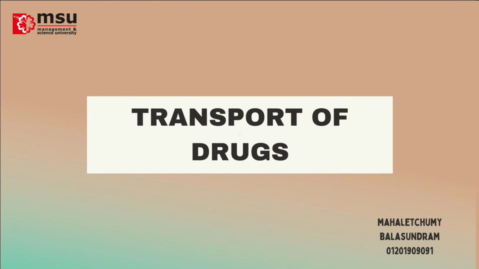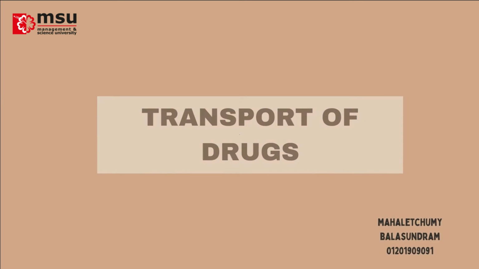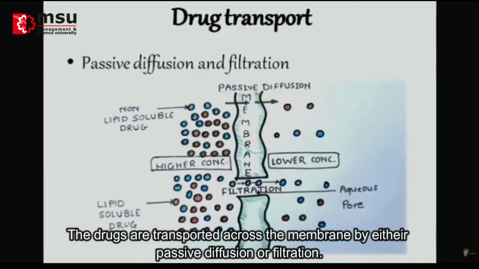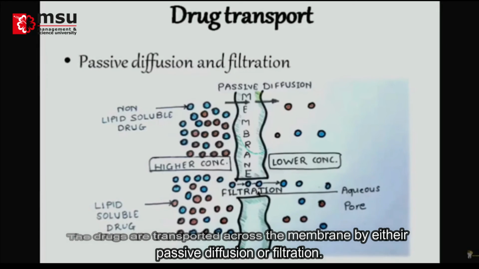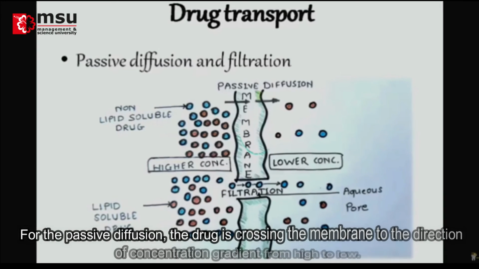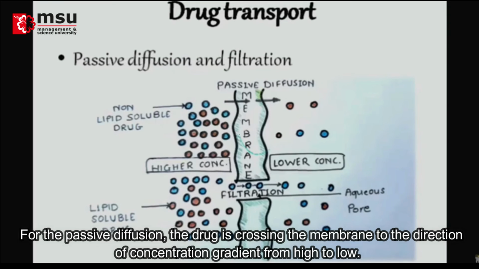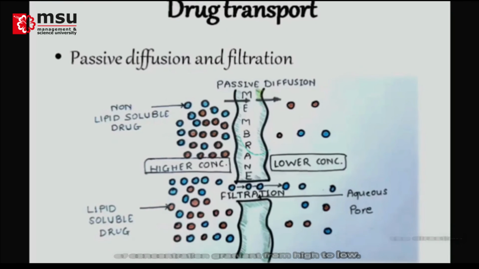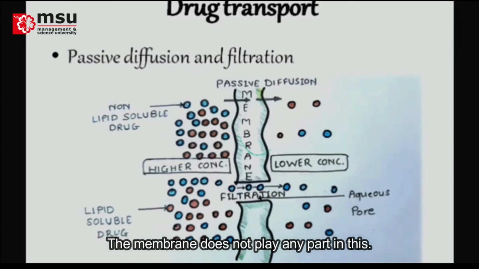Hi, I'm Mahalishmi Balachandran and will be brief on transport of drugs. The drugs are transported across the membrane by either passive diffusion or filtration. For passive diffusion, the drug crosses the membrane in the direction of the concentration gradient, from high to low. The membrane does not play any part in this.